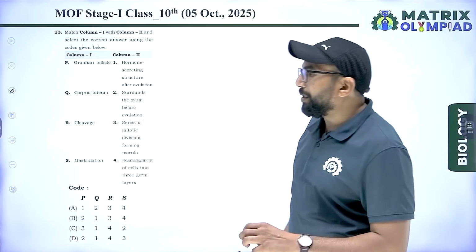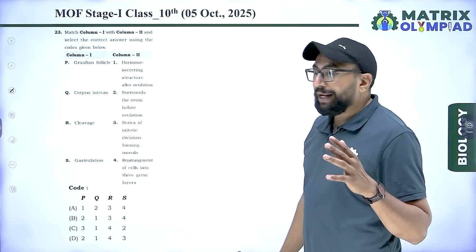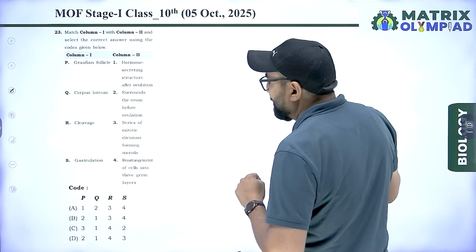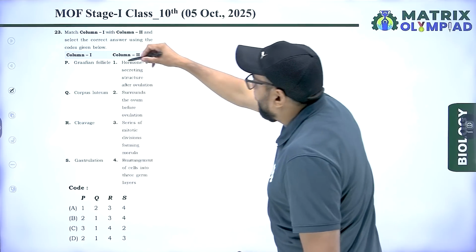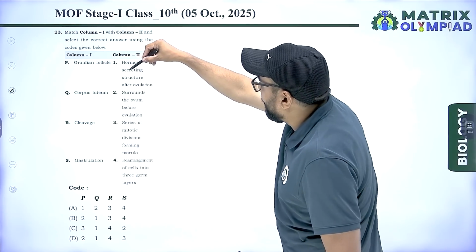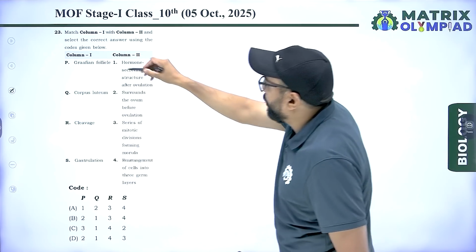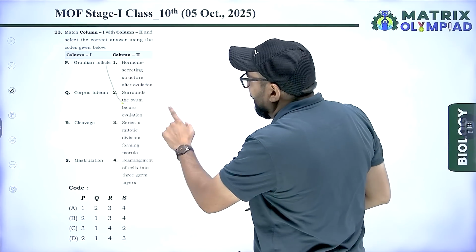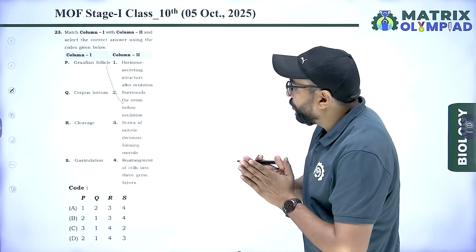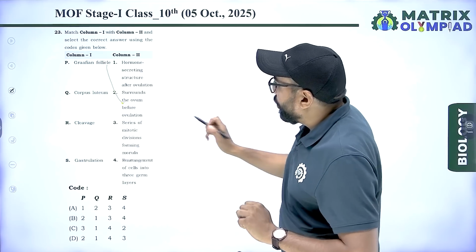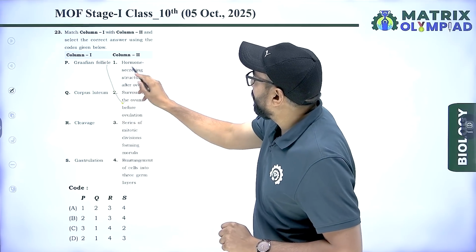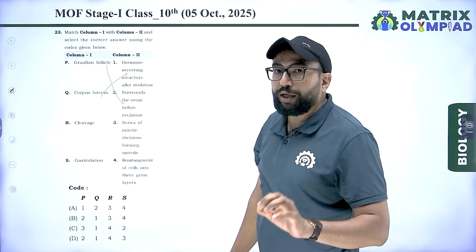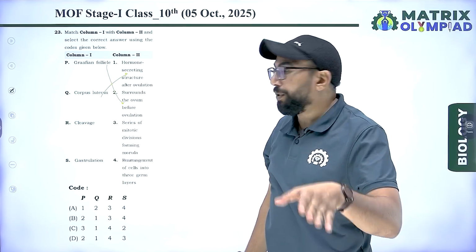Next, question 23, match the column. Graafian follicle matches with the second, surrounding the ovum before ovulation. Next, corpus luteum is the hormone-secreting structure after ovulation; the corpus luteum secretes progesterone hormone.